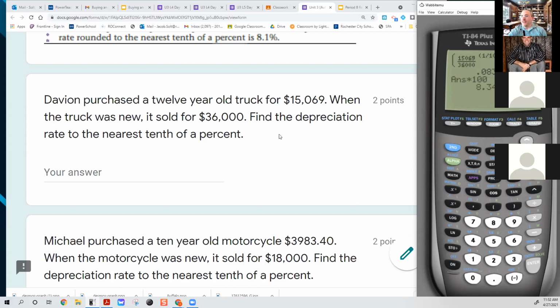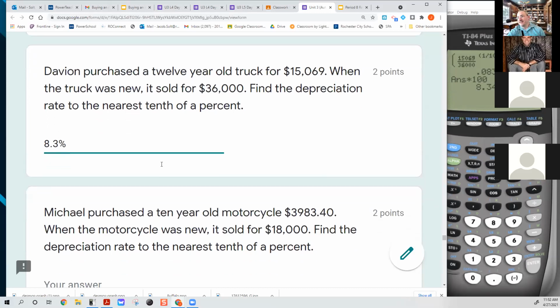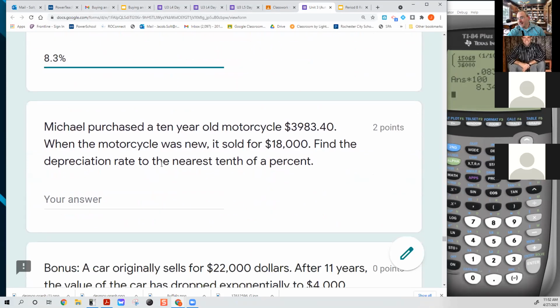All right, so if I was rounding to the nearest 1/10 of a percent, I'd say this car is depreciating at 8.3%. Whew, 8.3%. Yeah. All right. That's how to do it.